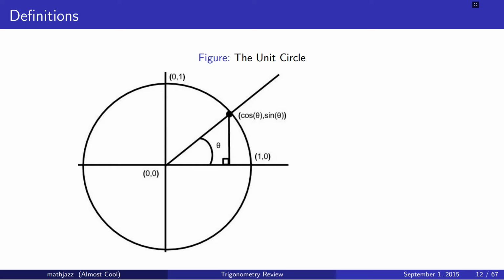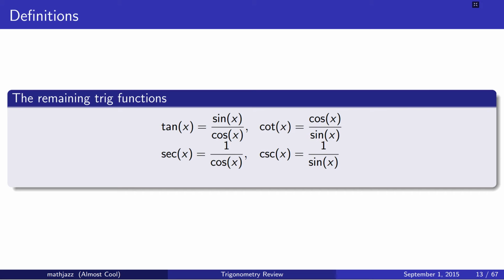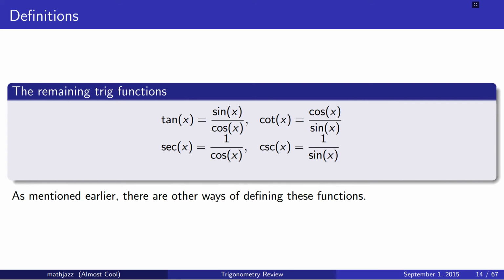Now, we're going to define the other 4 trig functions as being fractions that involve sine and cosine. So tangent of x is equal to sine of x over cosine of x. Cotangent of x is equal to cosine of x over sine of x. Secant of x is equal to 1 over cosine of x, and cosecant of x is equal to 1 over sine of x. This, again, is not how the ancients defined it, but this is how we're going to define it for our intents and purposes. And from here on out, we're going to talk about how the ancient mathematicians defined trig functions.